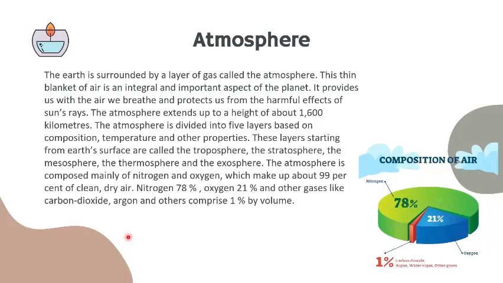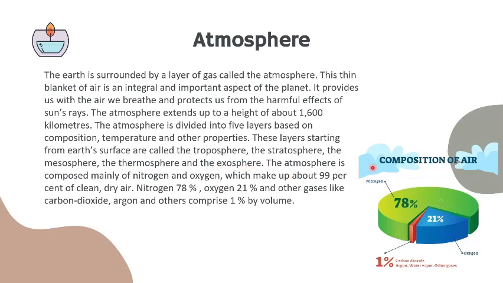Atmosphere. The Earth is surrounded by a large layer of gas called the atmosphere. This thin blanket of air is an integral part and important aspect of the planet. It provides us with the air we breathe and protects us from the harmful effects of sun rays. The atmosphere extends up to a height of 1,600 kilometers. The atmosphere is divided into 5 layers based on composition, temperature, and other properties. These layers, starting from Earth's surface, are called the troposphere, stratosphere, mesosphere, thermosphere, and the exosphere.